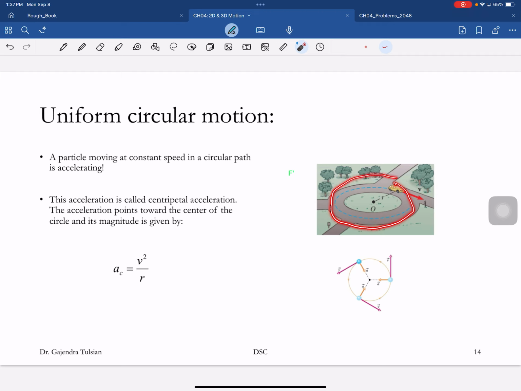So here's a car going around in a circle. You saw that the centripetal acceleration is pointing in this direction. You need a force. Where is that force coming from? The static friction force. It's a static friction force because the car is not moving in this direction. Very good.